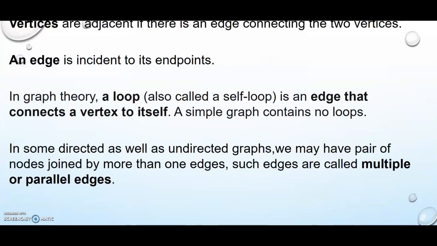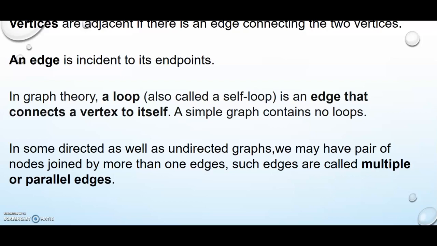Now, what are adjacent vertices? Vertices are adjacent if there is an edge between the two vertices. An edge is incident to its endpoints. If these two endpoints are there, the edge is incident on those endpoints.